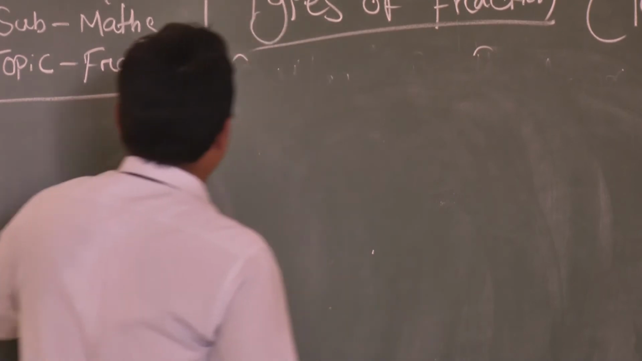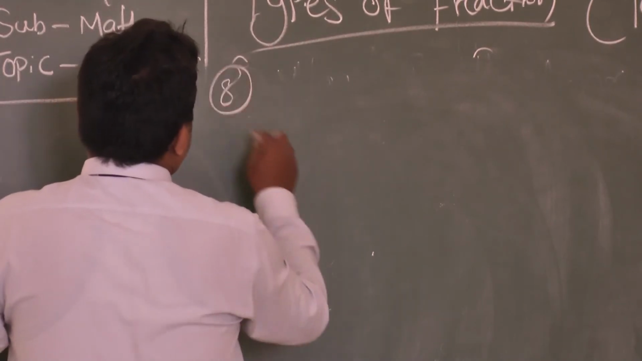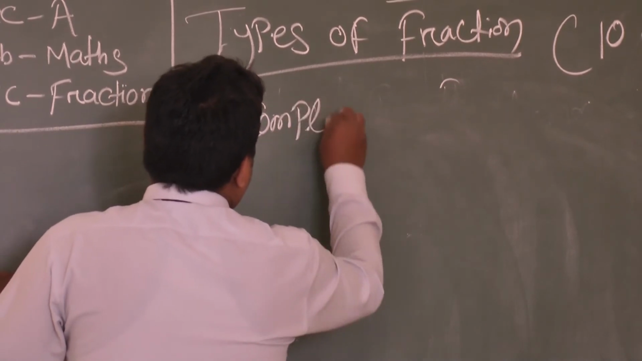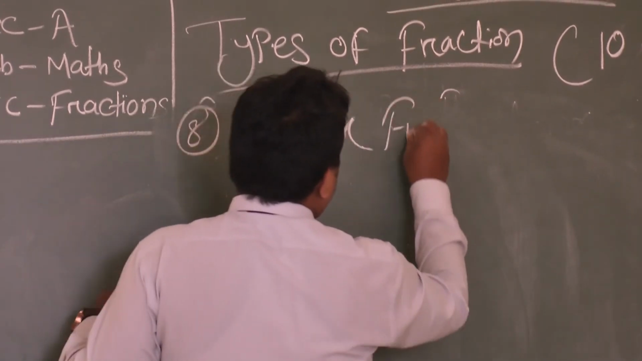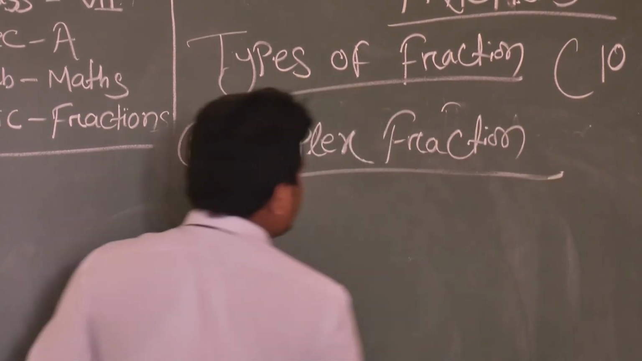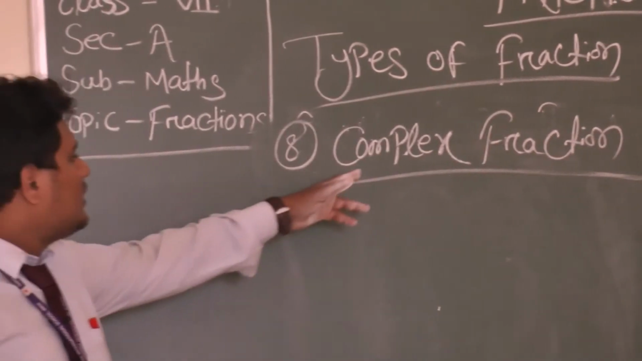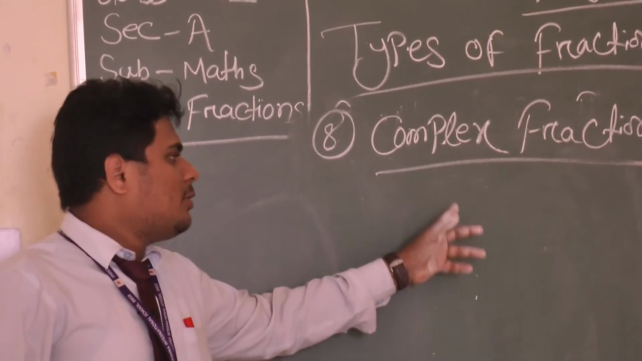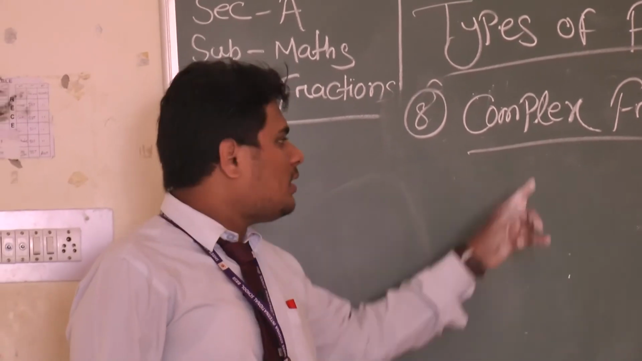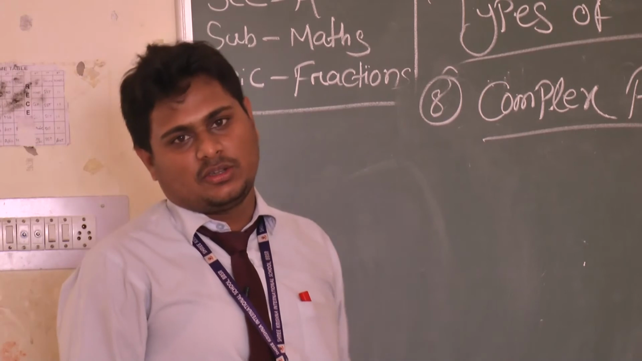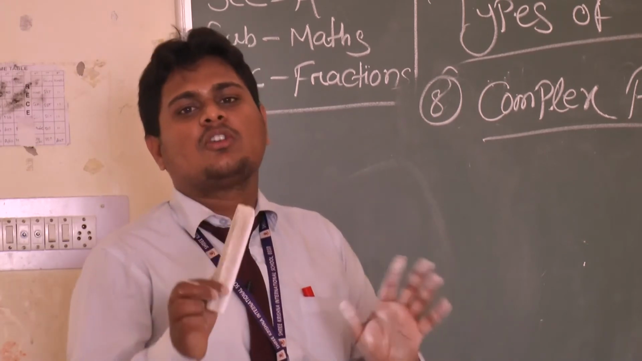Now we will write the next fraction, that is the complex fraction. Complex fraction means here is the numerator and denominator, maybe both are fractions, or from numerator or denominator, one should be a fraction. Okay, that is known as the complex fraction.